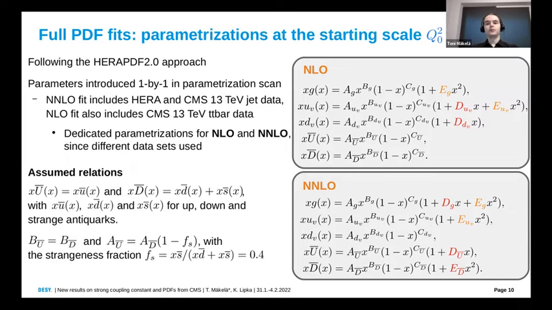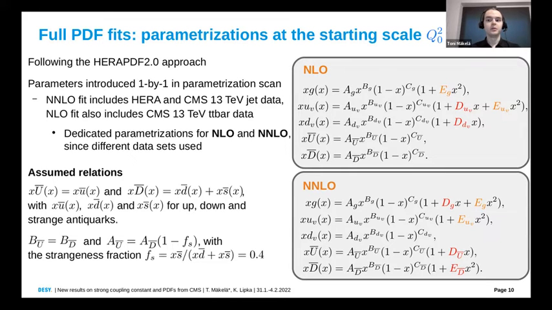Okay, that's it for profiling. And now let us move on to the proper PDF fits. So we shall follow the approach of HERAPDF2. And since we have these three data sets, the jet data, the top data, and the HERA data, at NLO, we are able to use all of these data sets.